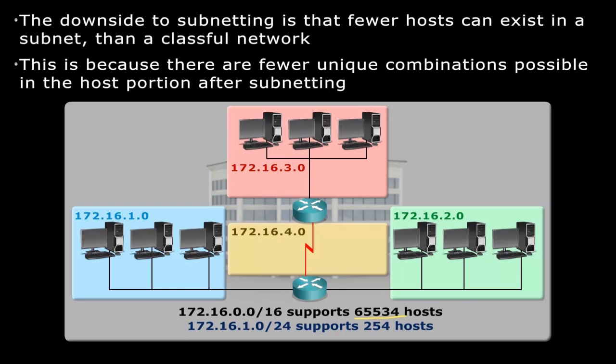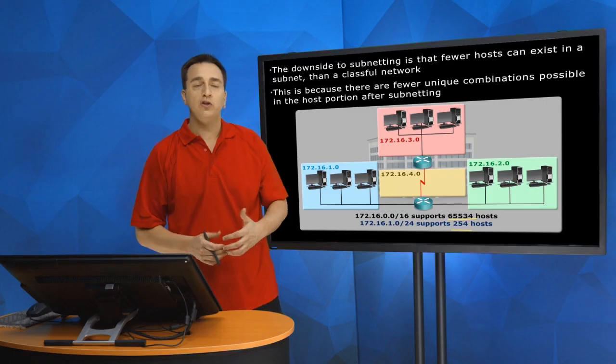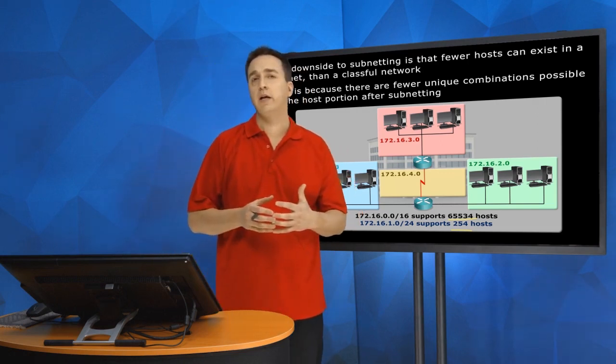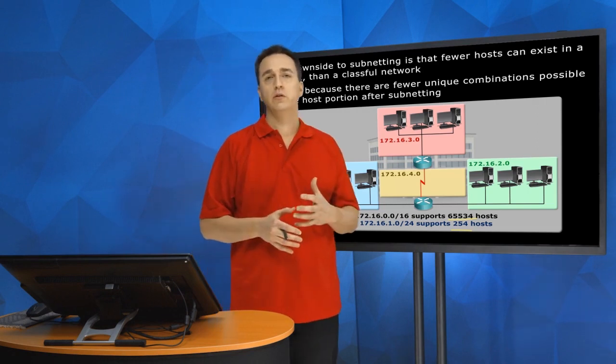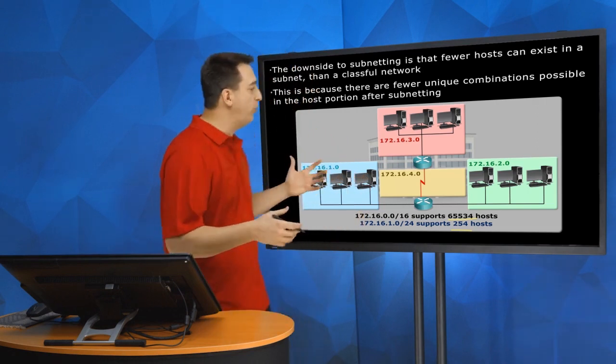But if we break up that network, meaning we subnet it into 256 subnets by borrowing 8 bits. So if I borrow 8 bits, I now have a /24 network. Well, I created 256 networks, and each of those networks can only have 254 hosts in them. So that's what they're saying is the drawback to subnetting, that you have fewer devices in each of your networks.